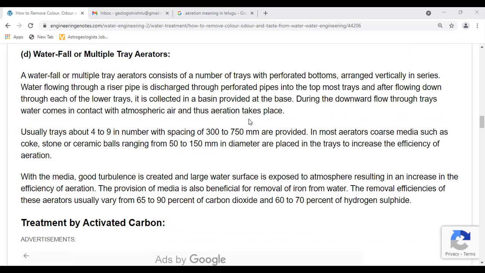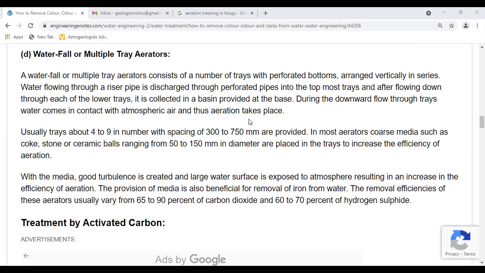A waterfall or multiple tray aerator consists of a number of trays with perforated bottoms arranged vertically in series. Water flowing through a riser pipe is discharged through perforated pipes into the topmost tray and after flowing down through each of the lower trays, it is collected in a basin provided at the base. During the downward flow through trays, water comes in contact with atmospheric air and thus aeration takes place.